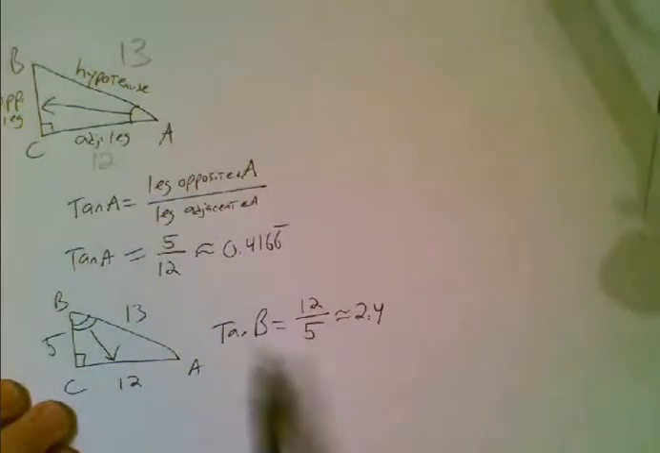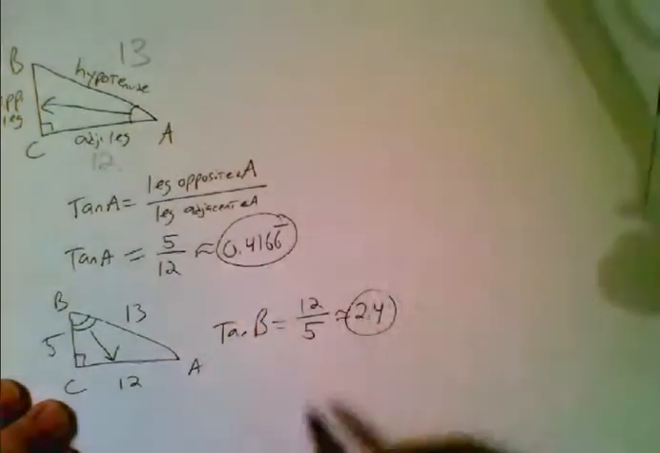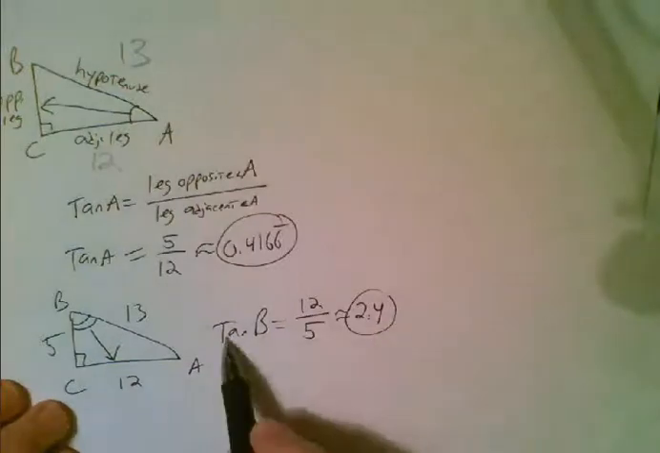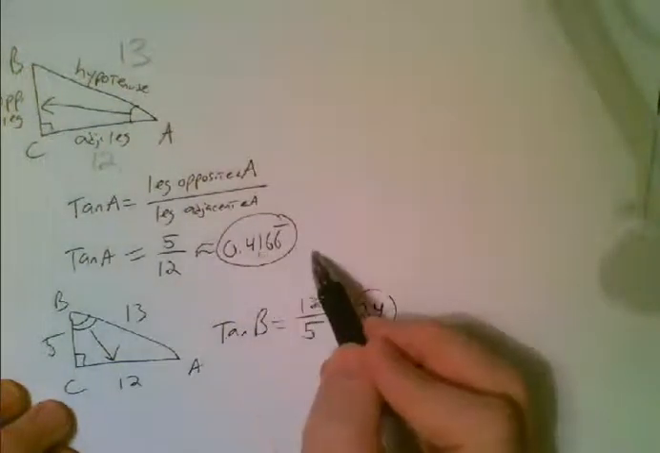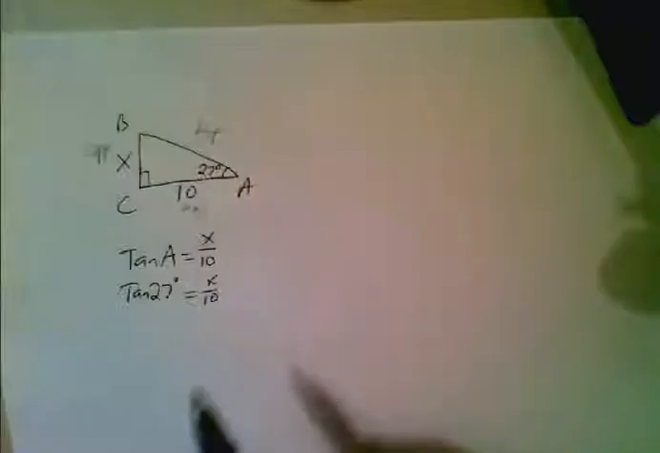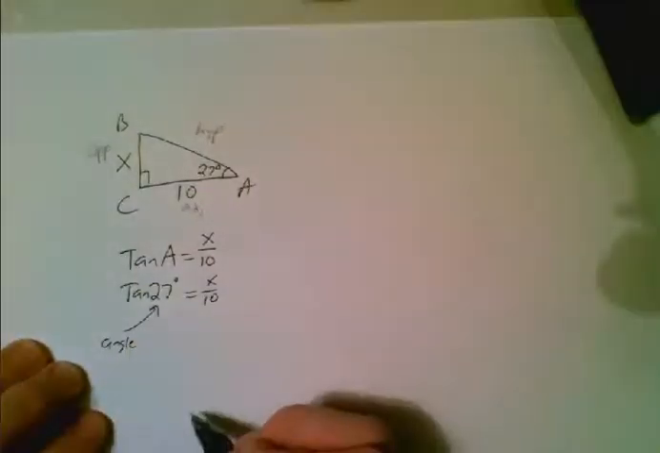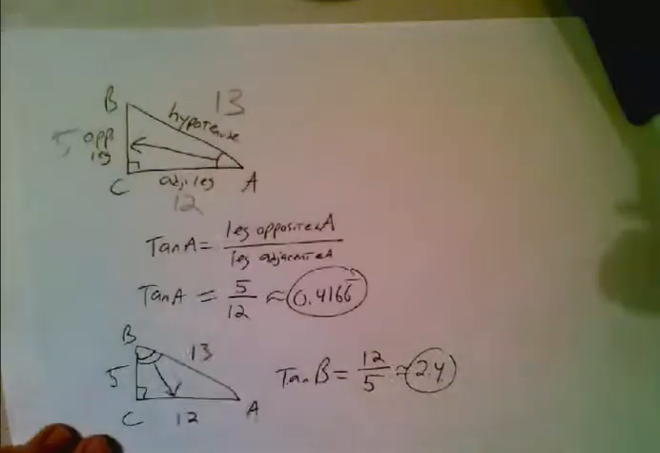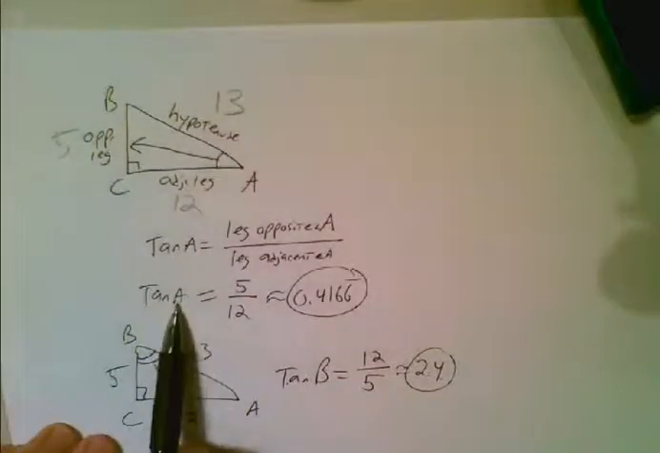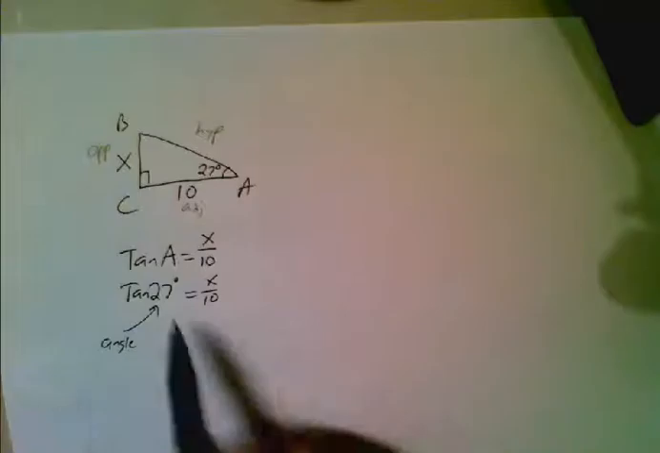Notice over here, when I use the calculator, my answer was 2.4. My answer was 0.4166. My answer was not the tangent of 2.4. It was not the tangent of 0.4166. Okay? When you use the tangent, you're using it for an angle. And we have the angle here. We did not have the angle over here. If I knew this angle, I could put that in the calculator and then I can see that it would match this. But I don't yet, so let's go to this one.